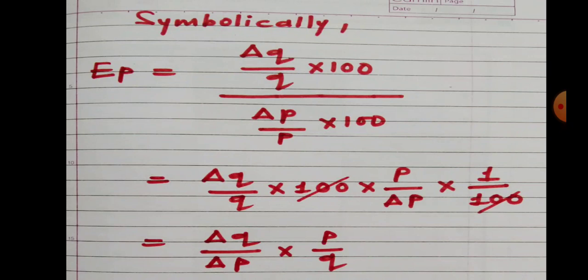So 100 get cancelled. Then what remains? That is EP is equal to delta Q upon delta P into P upon Q. So this is price elasticity of demand.